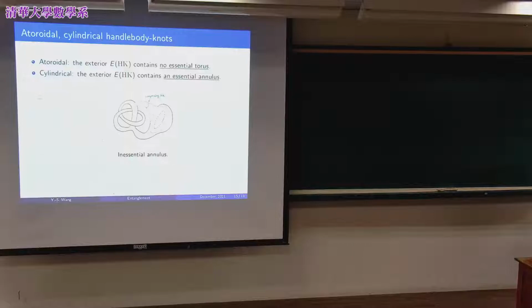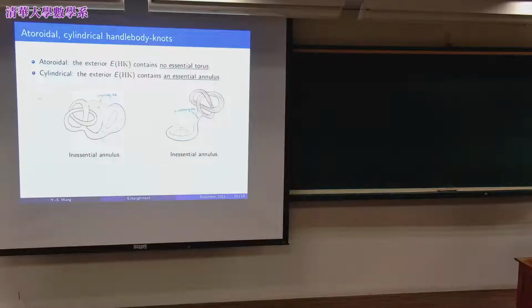This is an inessential annulus because you can compress it. You compress it, you get two discs. And the same for this case, it's also an inessential annulus because you can compress it. And if you don't have these compressing discs, then we say it's an essential annulus.